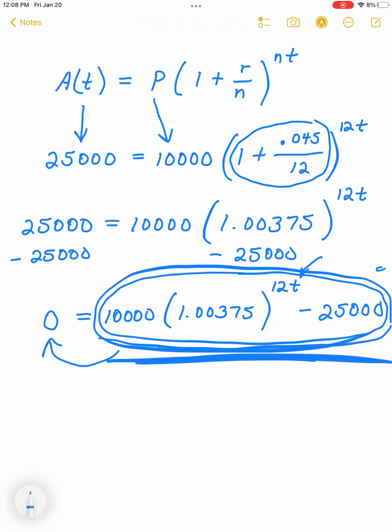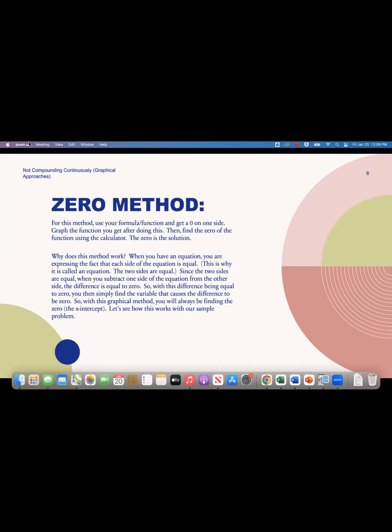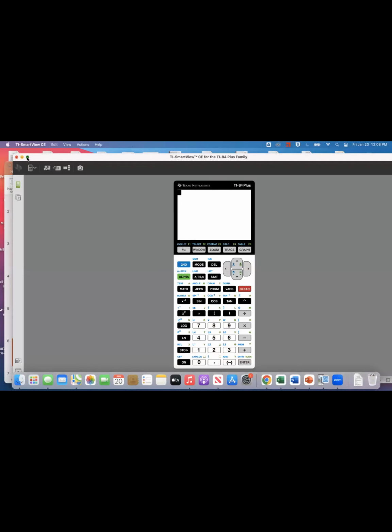Okay, so let's go to our calculator. I'm going to actually just graph this function right here and then find its 0. So let me switch screens again. Right, there we go.